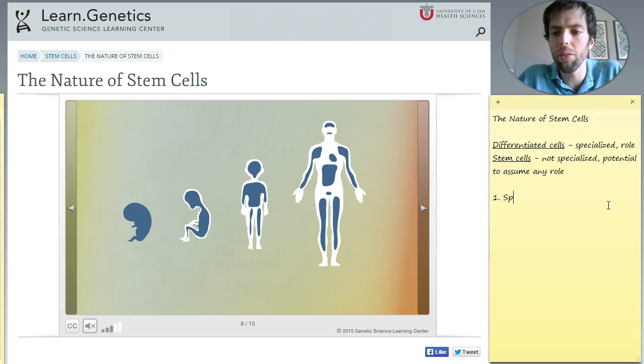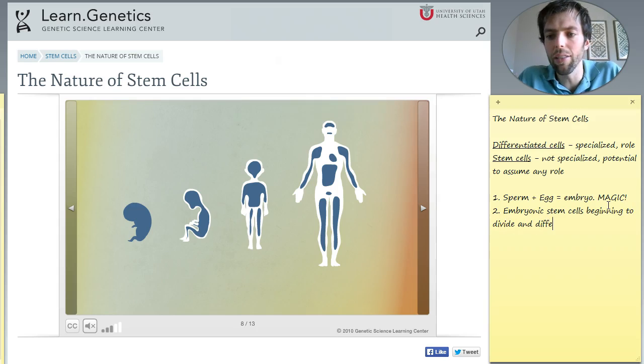So the first magical thing that we saw happening was sperm plus egg equals an embryo. Okay, so that's yay, and we'll write down magic. That's that magic moment your parents never talk to you about because it's awkward. And then we have embryonic stem cells beginning to divide and differentiate. This happens over 9 months. And then all of a sudden, there you are, and you are now a baby.